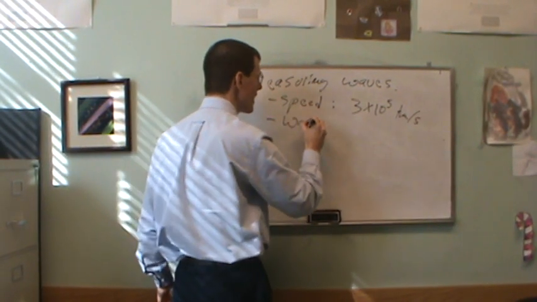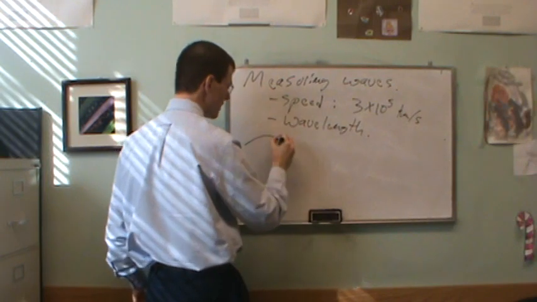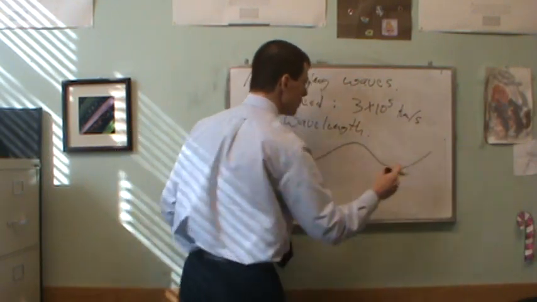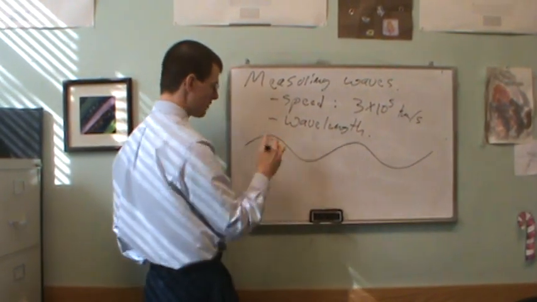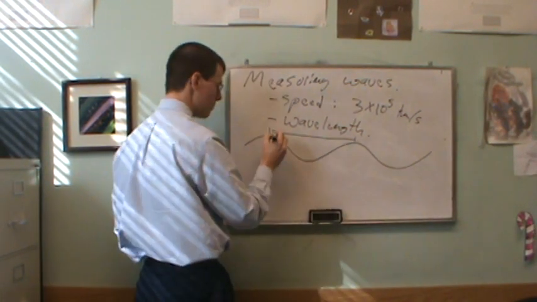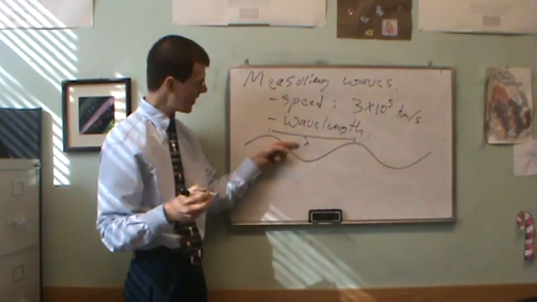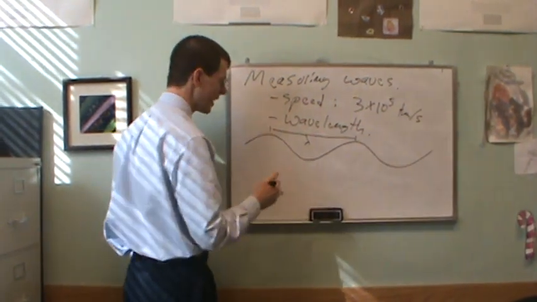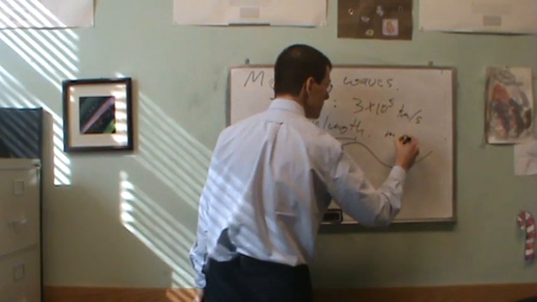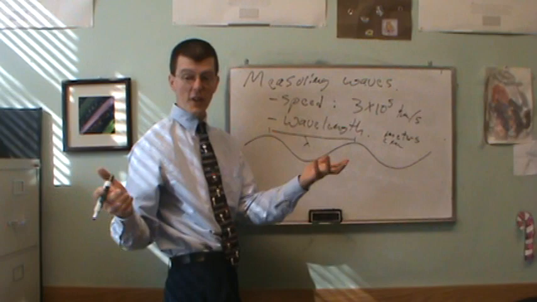We can measure the wavelength. So if you were to take a wave and freeze it, just stop moving for an instant, take out a ruler, and measure the distance from one peak to the next peak, that is the wavelength. We measure that with the Greek letter lambda, which is a Greek letter L. It can be measured in meters or centimeters or feet or inches.